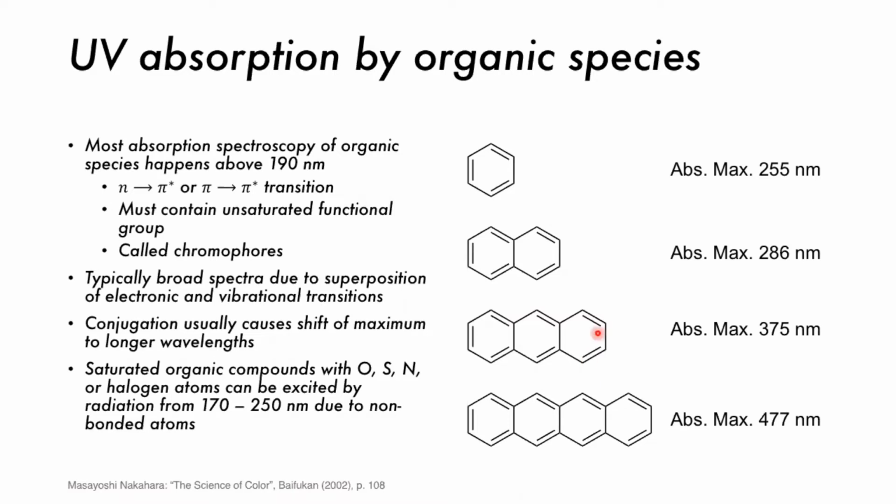The number of rings increasing also increases the size of the conjugated system, which is going to cause a decrease in the energy difference between the HOMO and the LUMO. And so we end up seeing this shift towards ever longer wavelengths and lower energies.